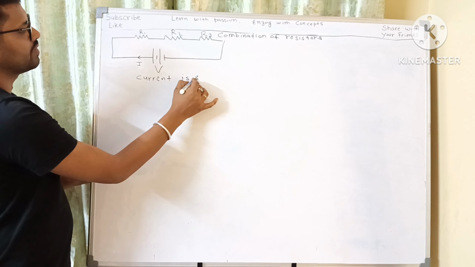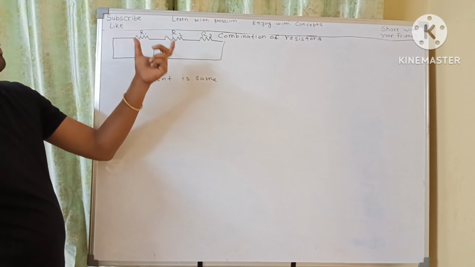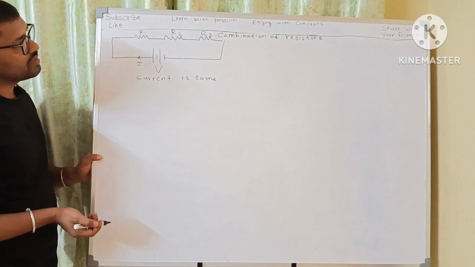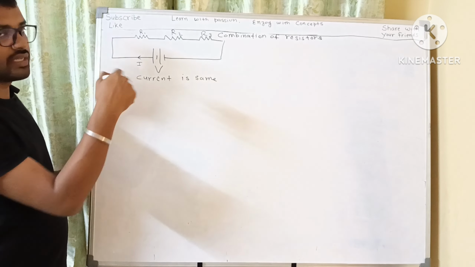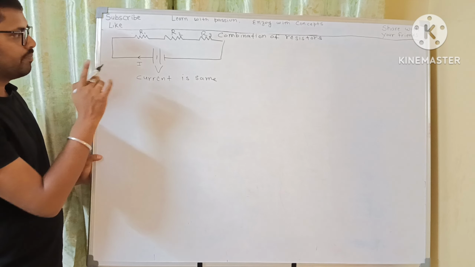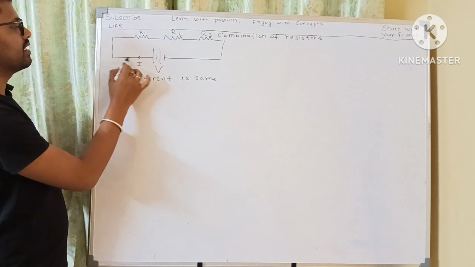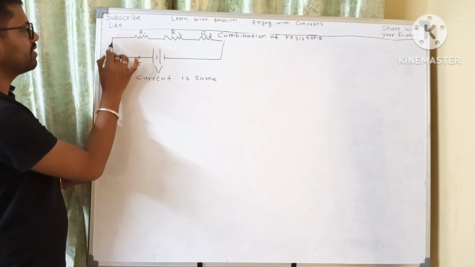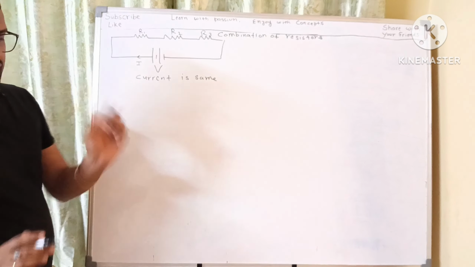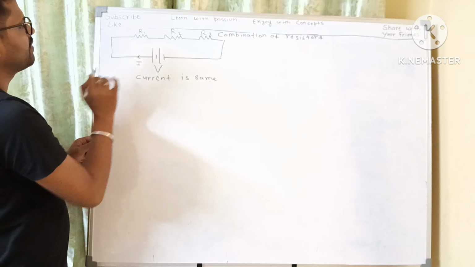Current is same. So when we solve a numerical, which is a combination of series and parallel both, sometimes there is a confusion to check whether it is series or parallel. So whenever any resistors are in series, the best method is we have to check whether current is same or not. Here we can say that if current I is coming out from battery, the same current will go to R1, R2, R3. So current is same. If current is same, then what about potential difference?